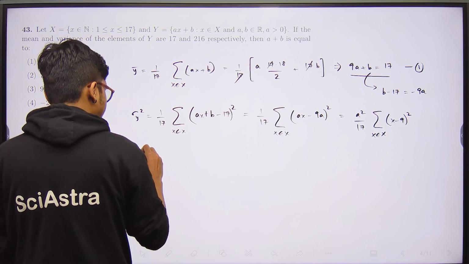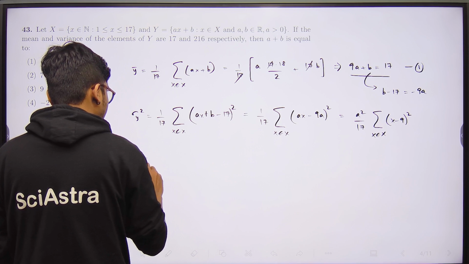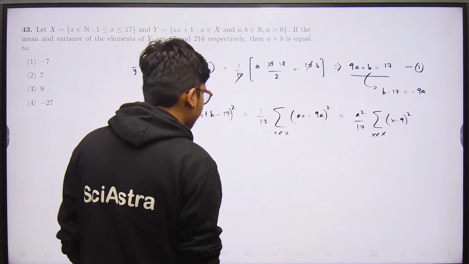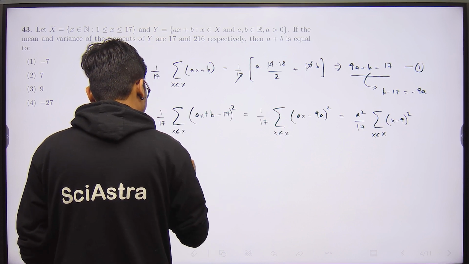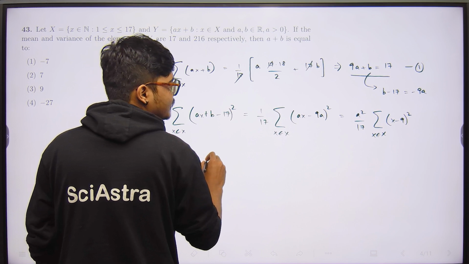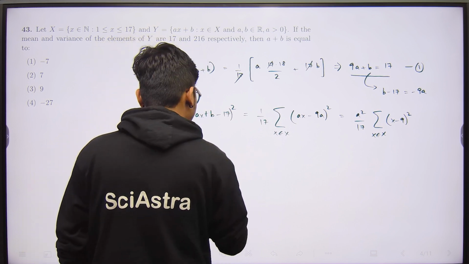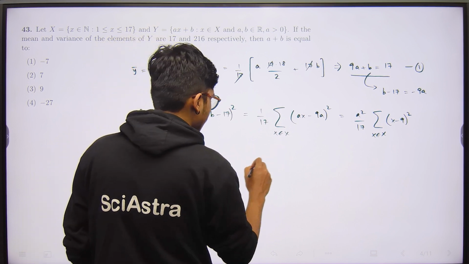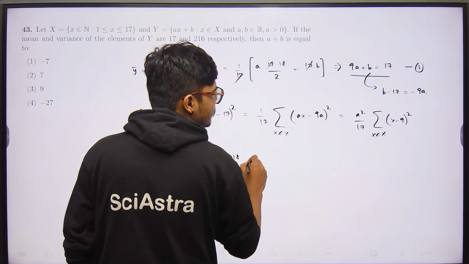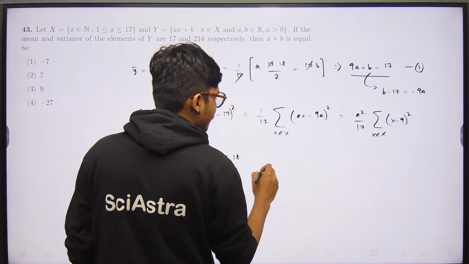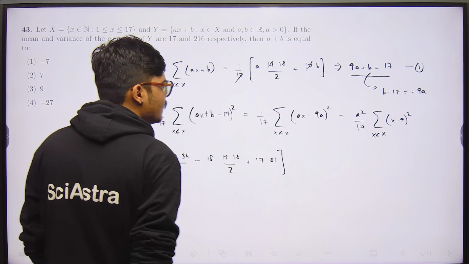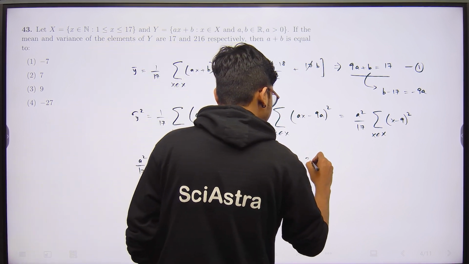So if we simplify this, you'll get a square by 17 times... what will come? First, what will come? Summation of x square, right? Which is 17 into 18 into 35 divided by 6 minus 2x into 9, right? So 18 we can take out. Summation of x will come, which is 17 into 18 divided by 2. Lastly, summation of 9 square 17 times, right? So 17 times 81. And this value should be equal to 216.